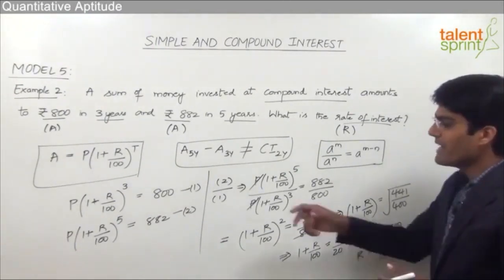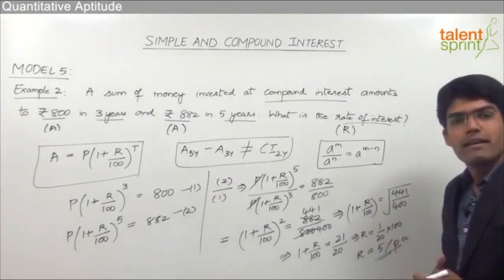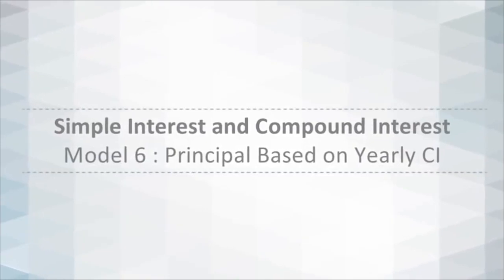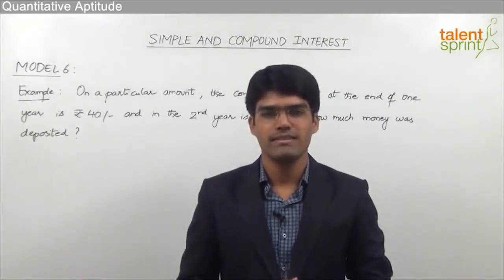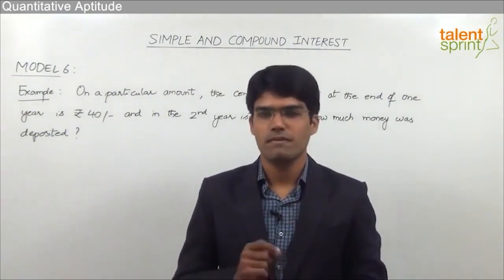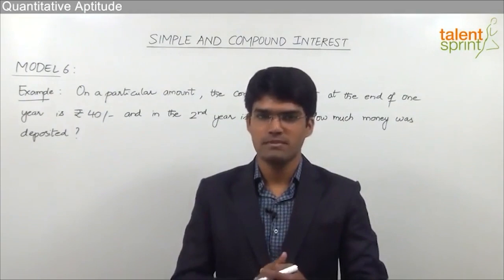So this is how we can divide the two equations in terms of amount to get the required rate of interest. Let us now take the sixth model from the topic of simple and compound interest, where the compound interest for first year and for second year is given and we are supposed to find out the principal amount.